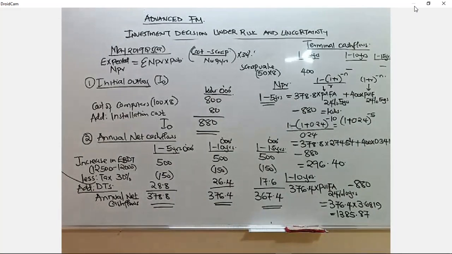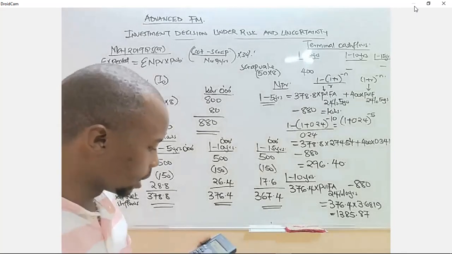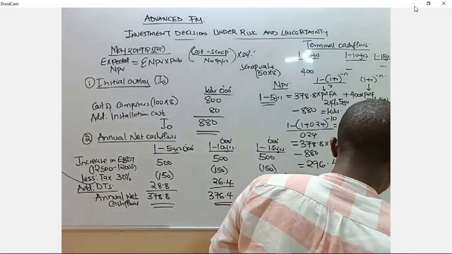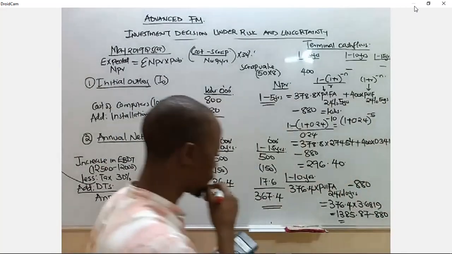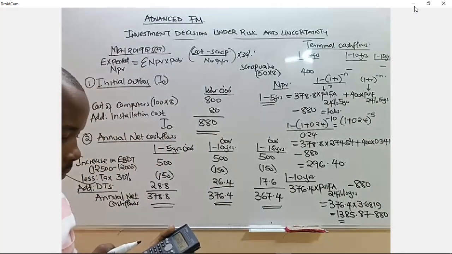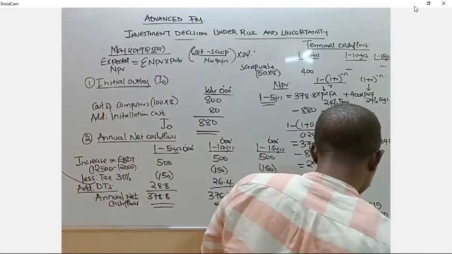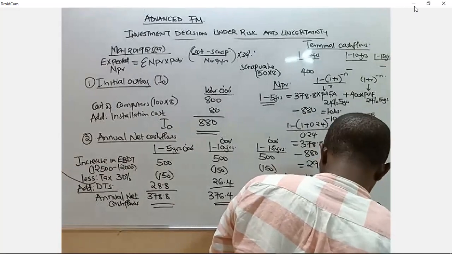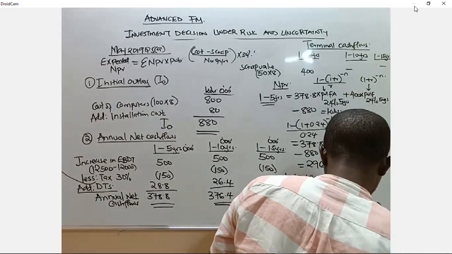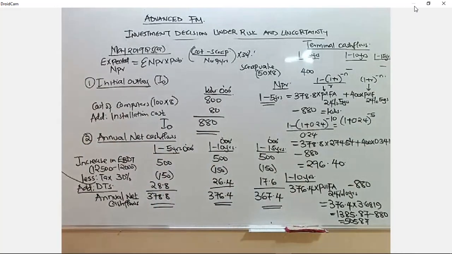Is that correct? I see it is not. That one is not. 376. Right, 376. Correct, it is correct. So we are getting 1385 minus our initial outlay of 880. And I'm getting 505.87. Let us do the third one.